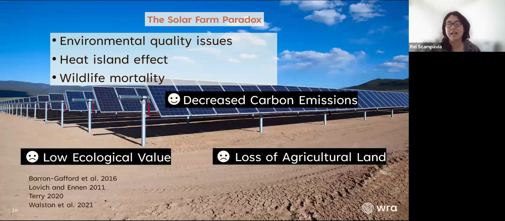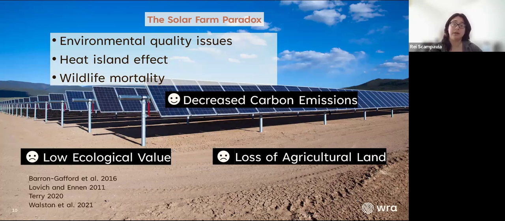So yeah, these areas have low ecological value. There are also environmental quality issues because there's decreased biodiversity in these areas. There's decreased carbon storage capacity, issues with water quality and erosion, and also the lack of vegetation combined with the reflective properties of the solar panels themselves can actually increase ambient temperatures around the solar array, which leads to something called the heat island effect. And finally, construction of the solar farms themselves can also result in mortality of wildlife and other environmental impacts.